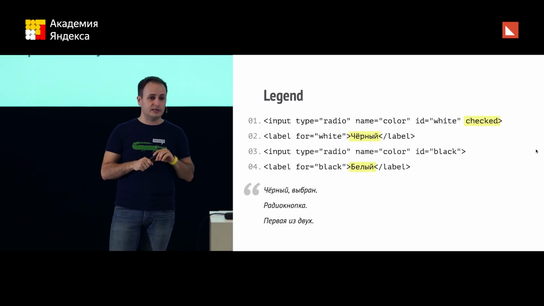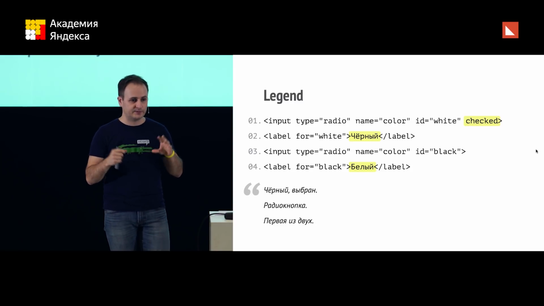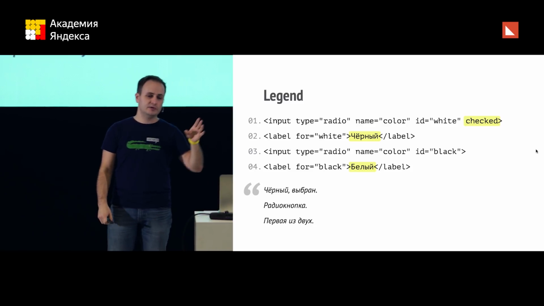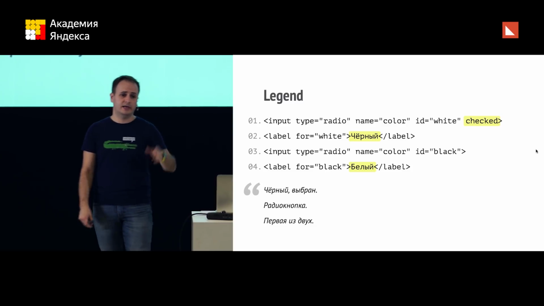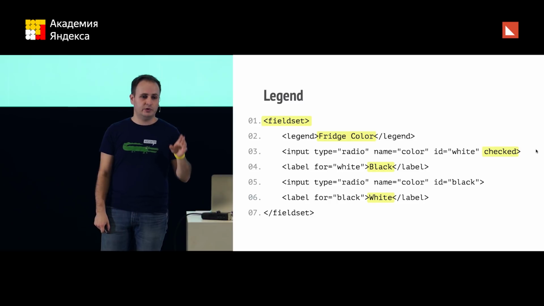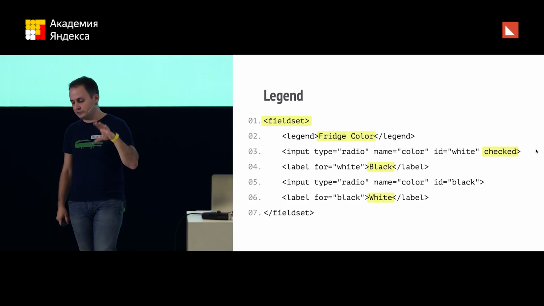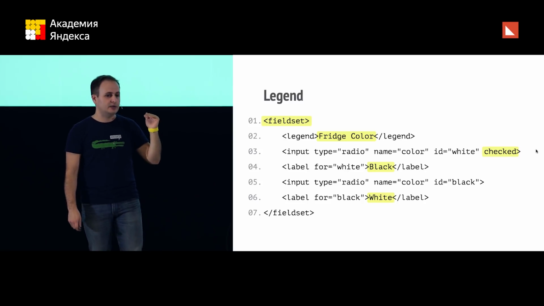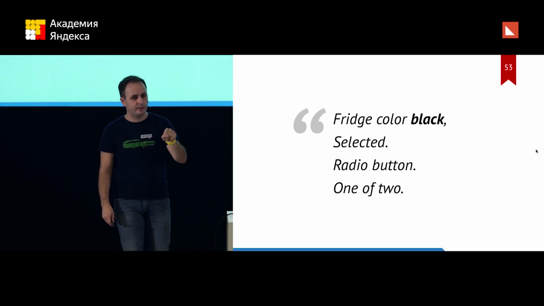And in case when you have just a list of inputs or checkboxes, once a checkbox is focused, the screen reader will read, sorry for Cyrillic, it will read like black selected radio button, first of two. But you can do it better. You can add a legend element inside of a fieldset. And screen readers are smart enough to combine legend with labels. And they will read like this: Fridge color black. Selected radio button 1 of 2.